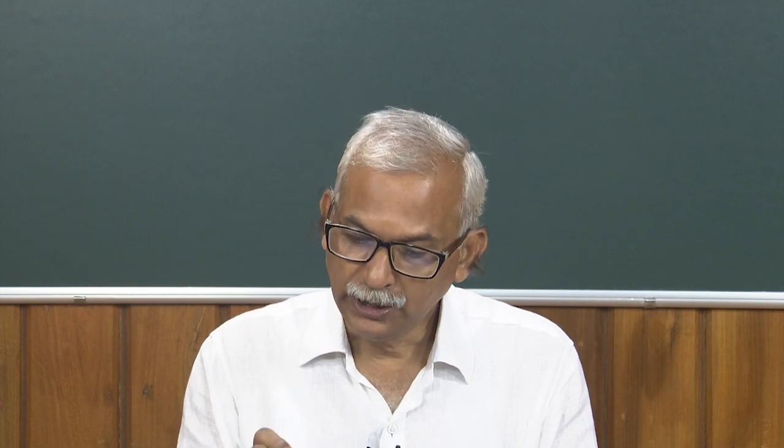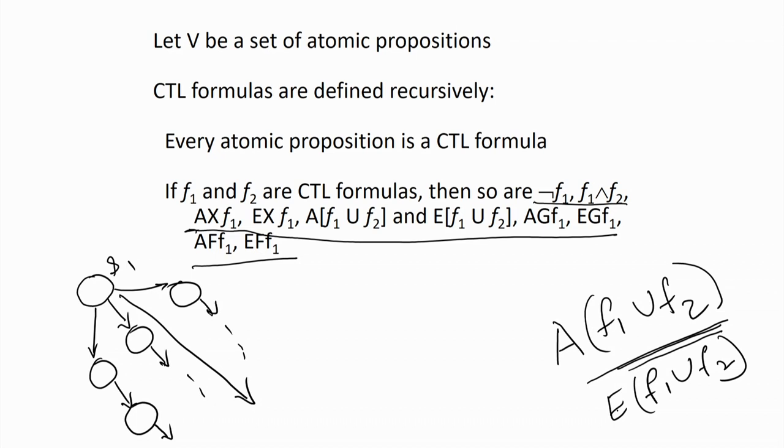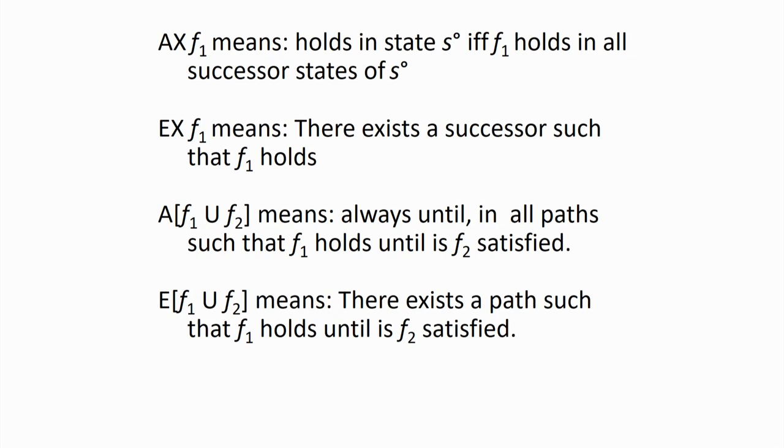So, with these path quantifiers A and E, we are constructing a state formula, and the truth value of this temporal CTL formula is defined in a state. So, CTL is a state formula. Now, what is the meaning of these? Already I have mentioned A x f1, where x is the next operator. So, A x and E x. A x says that in all possible execution paths in the next state f1 is true, and E x f1 means there exists at least one path where in the next state f1 is true.